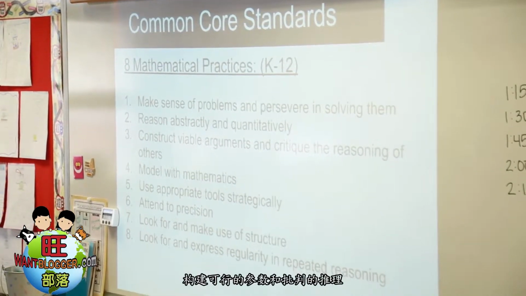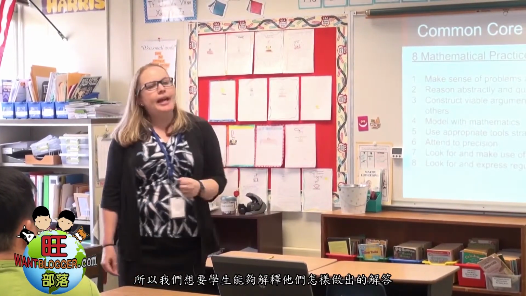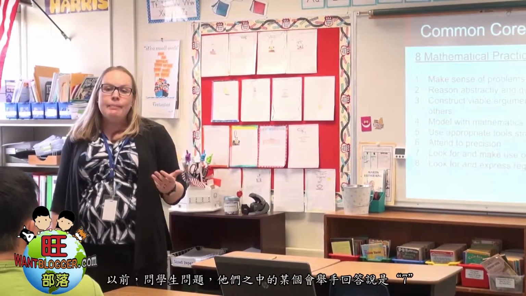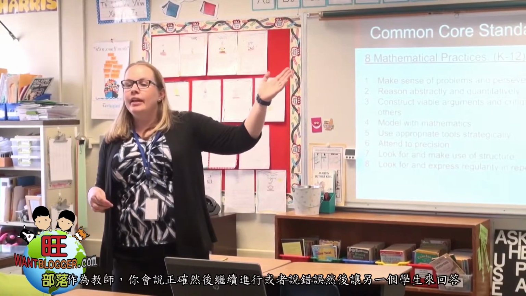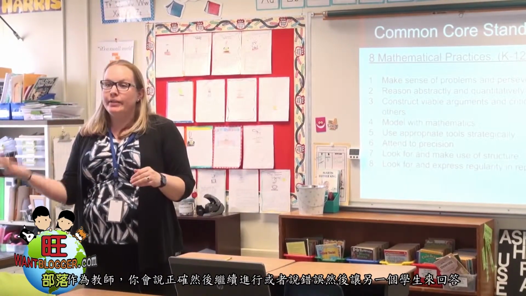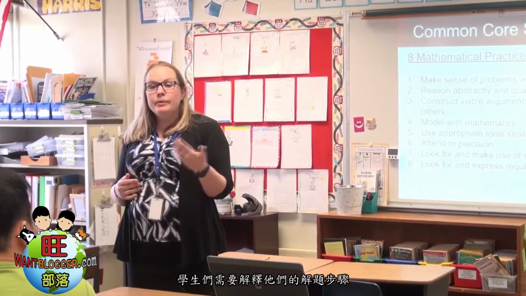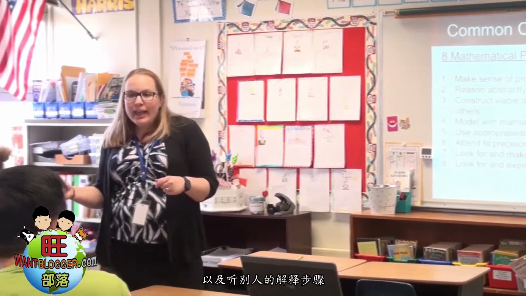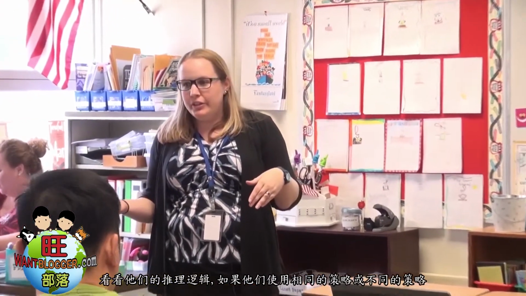I'll skip to number 3, construct viable arguments and critique the reasoning of others. So we want students to be able to explain how they came to their answers. In the past, you'd have a classroom full of kids and somebody would raise their hand and say the answer is 7. And as the teacher, you would say yes, and you would move on, or no, and you would pick someone else. Now the question is, how did you get 7? The students need to be able to explain their steps, as well as listen to somebody else's explanation of steps. See if their reasoning is logical, if they use the same strategy or a different strategy.